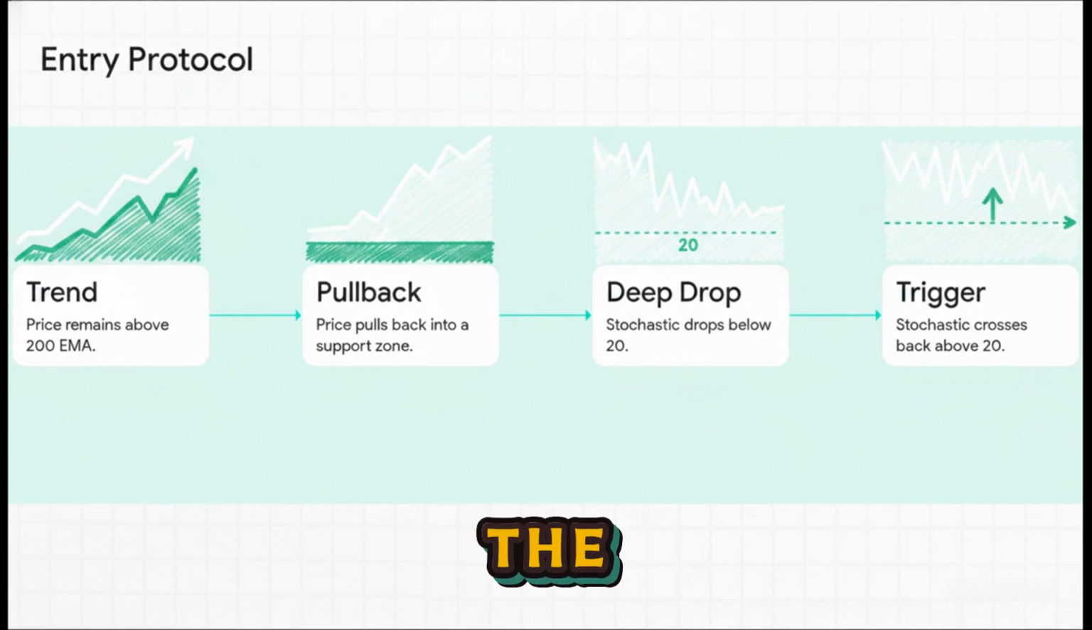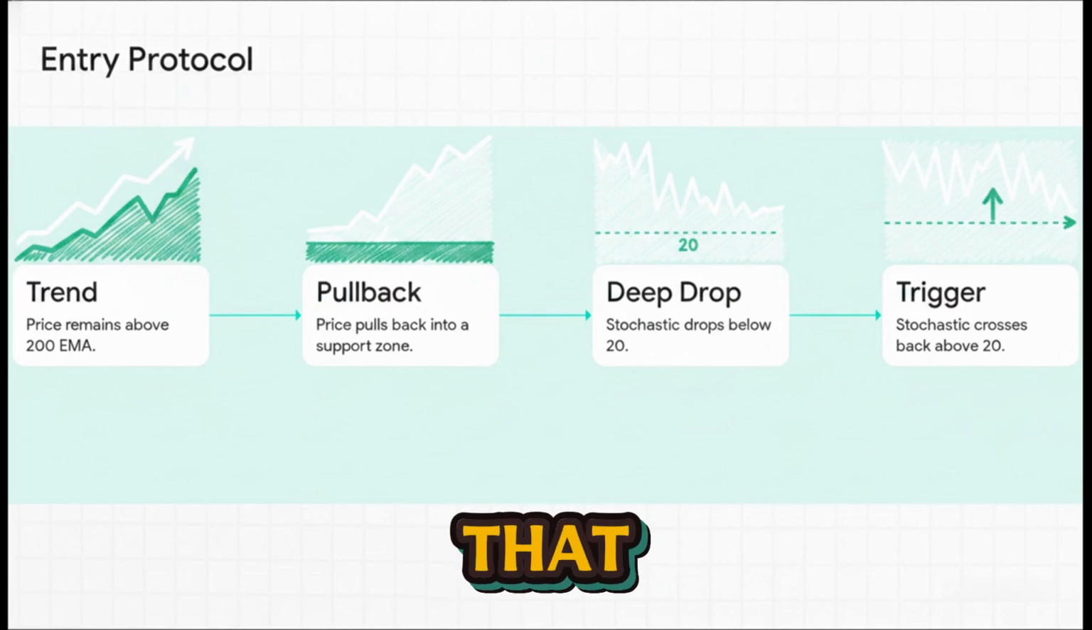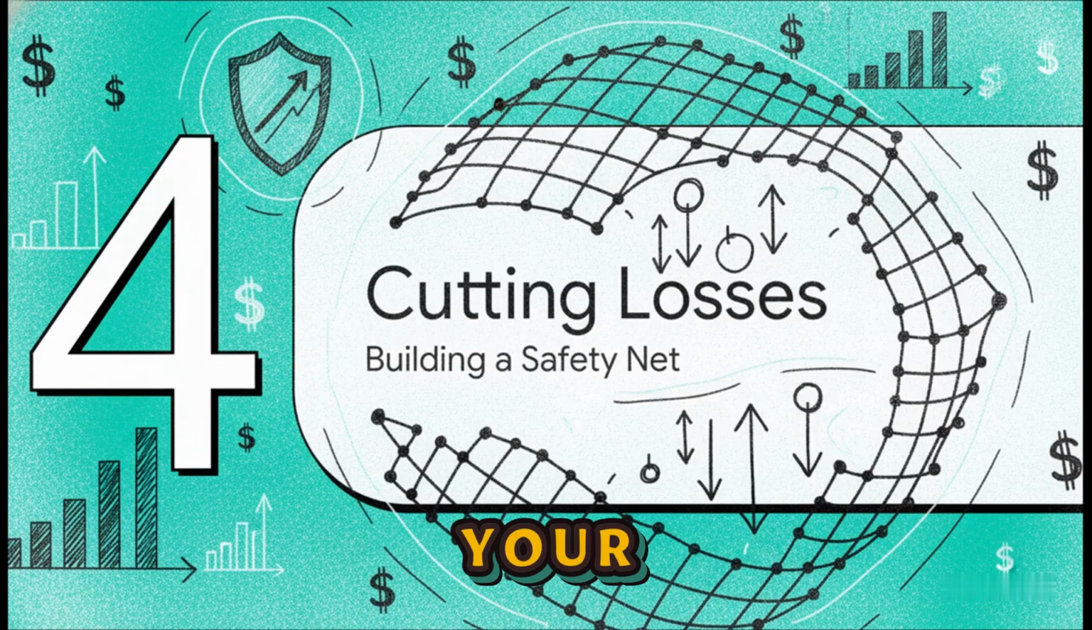Step 4 is the actual trigger. We only buy the exact moment the stochastic line crosses back above the 20 level. That specific upward momentum shift, that's your precise entry signal. Which brings us to Part 4, Cutting Losses with ATR, or Building Your Safety Net.